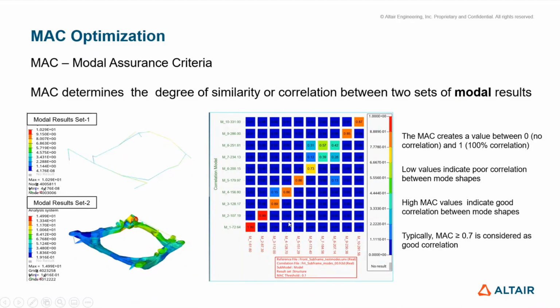Typically, a MAC value of more than 0.7 is considered a good MAC or good correlation, meaning the mode shapes between test and simulation are very closely matching. And as the value of MAC goes lower, let us say 0.4 or 0.3, it means the mode shapes are not matching closely and it's a poor correlation. So this is how the MAC tells you about the correlation, whether the mode shapes are matching closely or not.